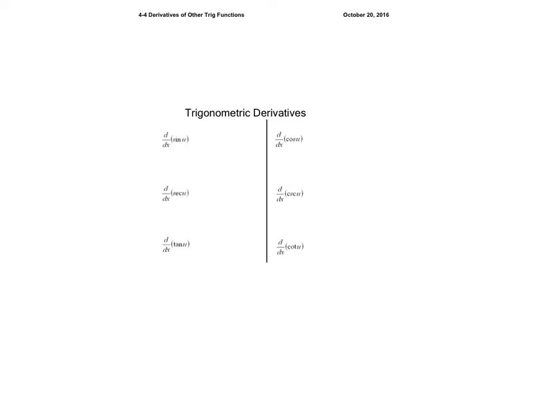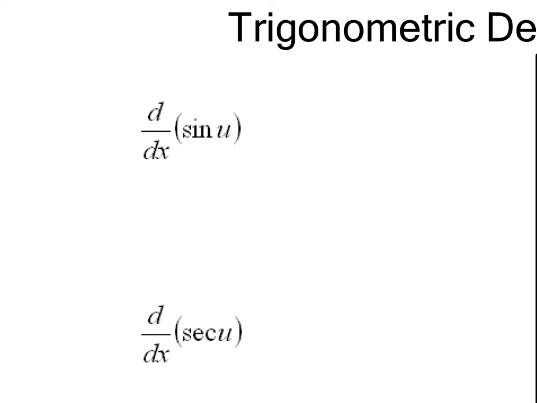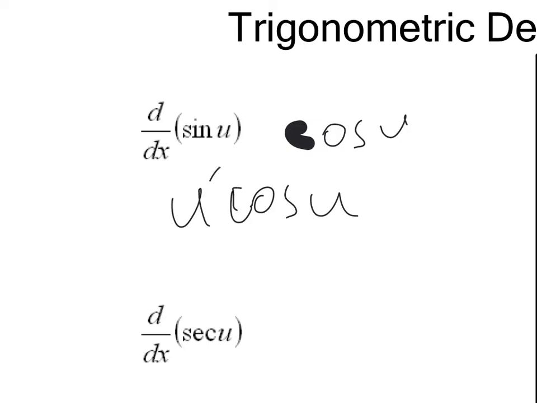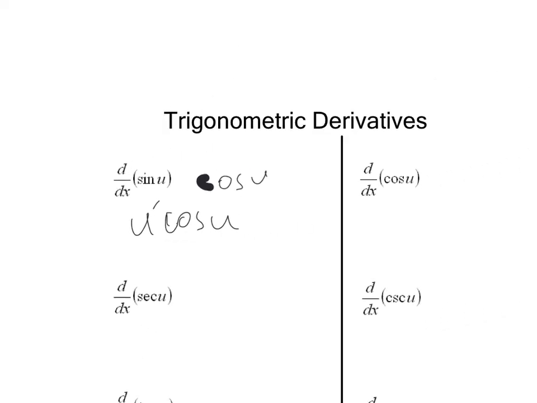Go ahead and do these derivatives, pause the video, and give it a good try. Assuming that u is not a function but just a variable, then you would pretty much have cosine of u. But if u was a function, then it would be cosine of u times u prime because of chain rule. So that was an easy one.